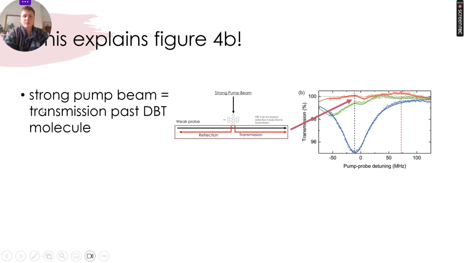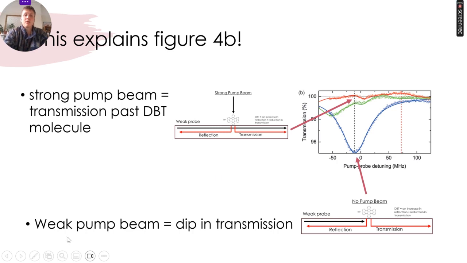Okay, so strong pump beam: transmission, reflection, and you get the weak probe going straight through, 100% transmission. Weak pump beam: you get the dip in transmission, which is caused by the DBT molecule absorbing and then re-emitting as a result of the probe beam. Okay, so you can see the turning on and off of this transparency.